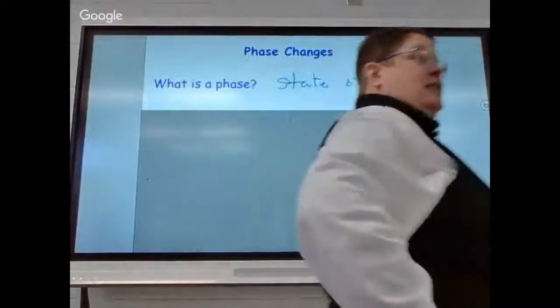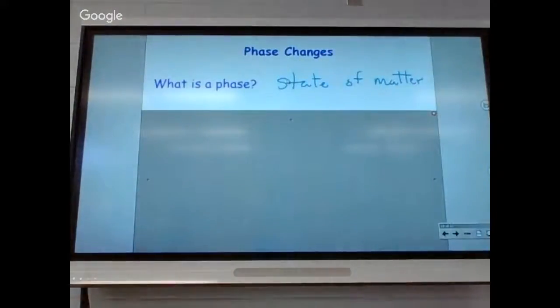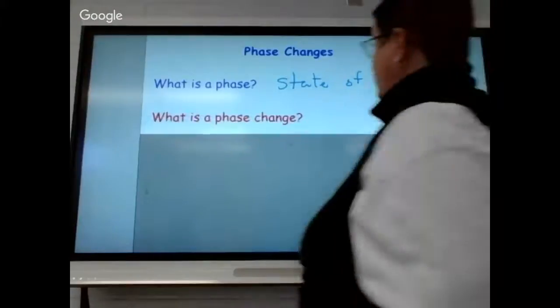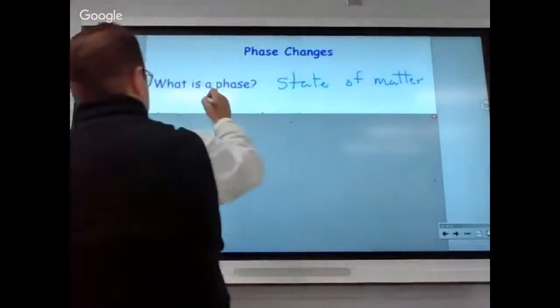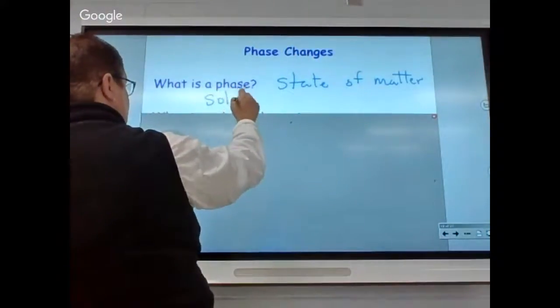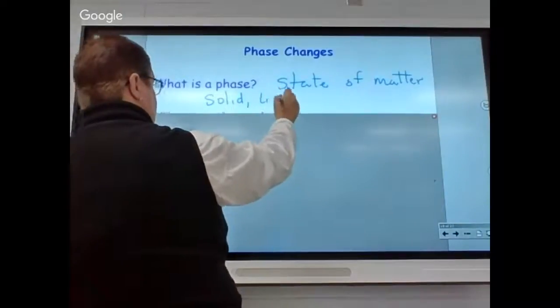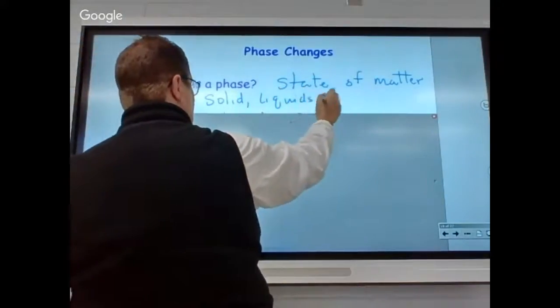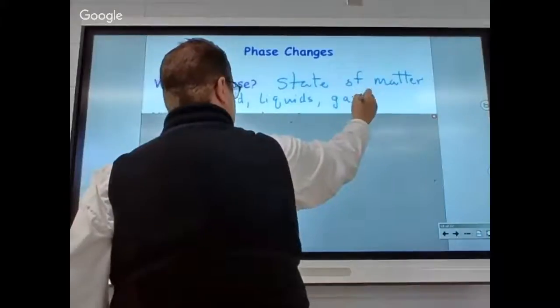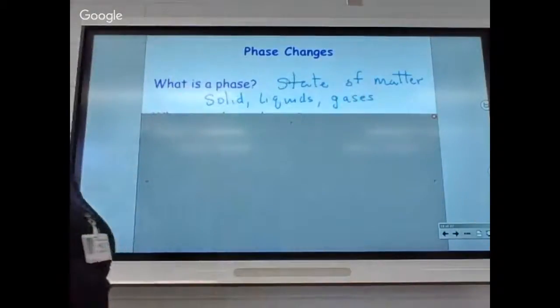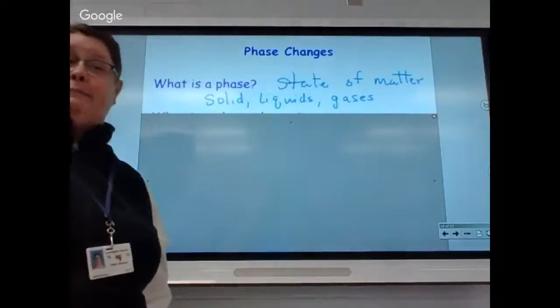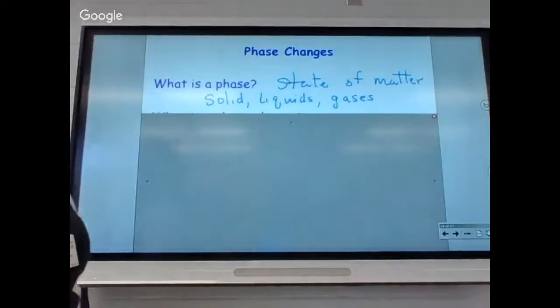It's another word for a state of matter. So what are the states that we're going to talk about? Okay, we're going to talk about solids, liquids, and gases. Those are the three states we're going to talk about. Solids, liquids, and gases.